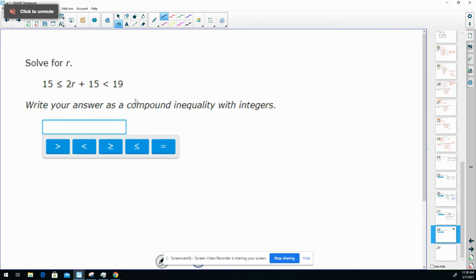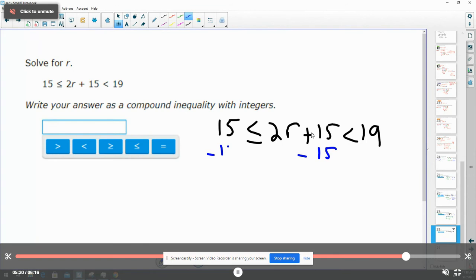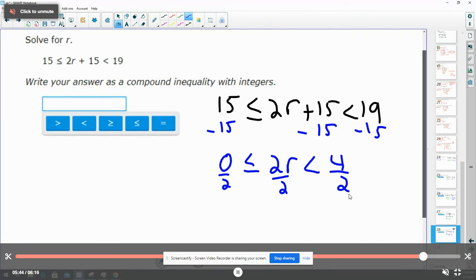All right, and the last problem we'll do here, we've got 15 is less than or equal to 2r plus 15 is less than 19. We're going to start out by minusing 15 from the middle, the left, and the right. Notice we're minusing this 15. This is the 15 we're getting rid of, not that 15. So we have 0 is less than or equal to 2r is less than 4. We're going to divide the middle, the left, and the right by 2.